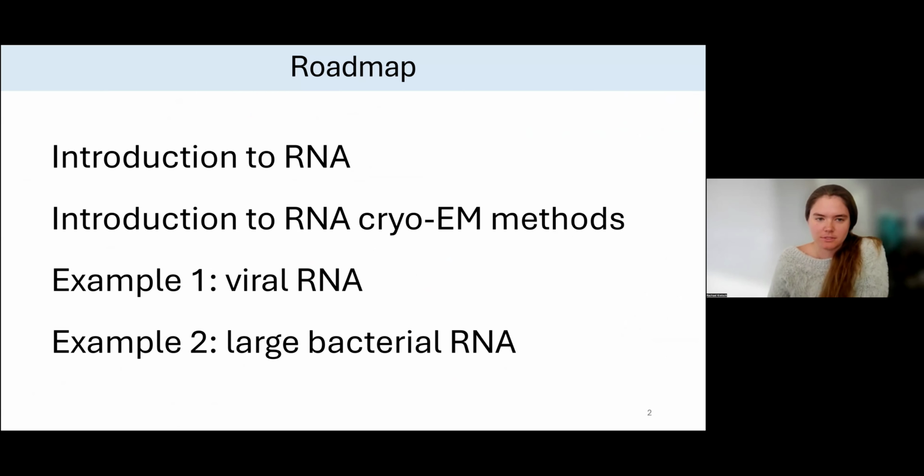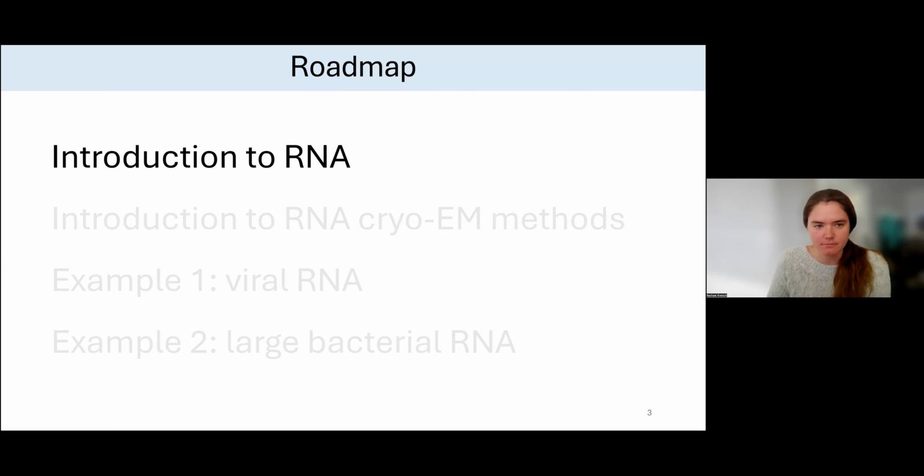So today, I'll do a brief introduction to RNA because I know it's not necessarily what everyone in this call studies, although I see some recognizable names as well. Then I'll introduce the methods that we use for RNA cryo-EM currently. And then I have two short examples, one, a study on some viral RNAs, and two, a study on some large bacterial RNAs. So first, an introduction to RNA.